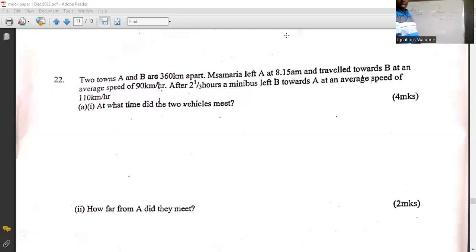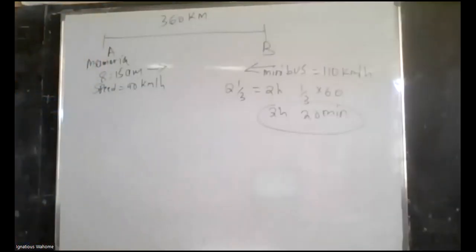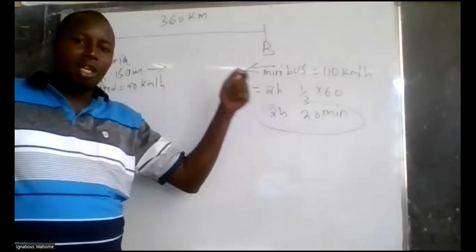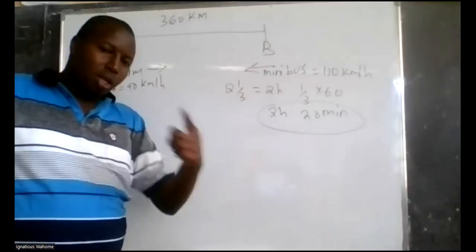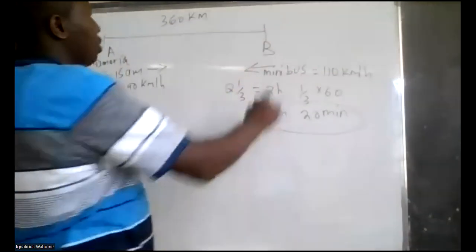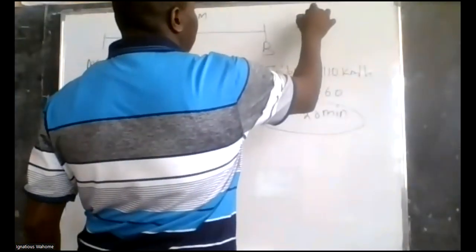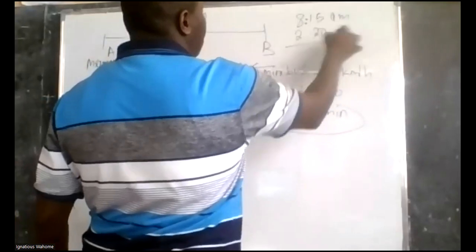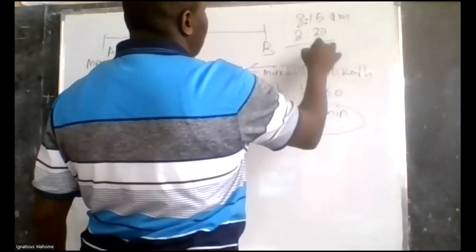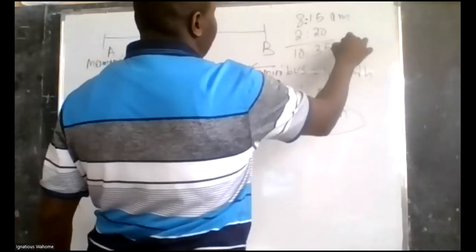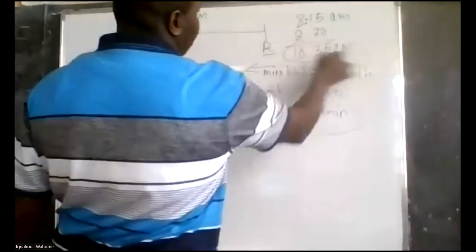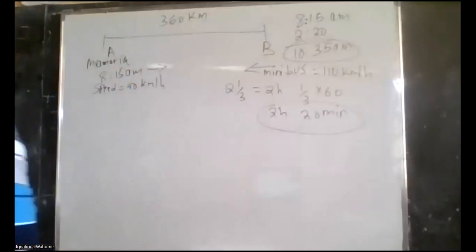Let's stop sharing so that I can discuss this. Now, this minibus left after 2 hours, 20 minutes. So what time did the minibus leave B? You take 8:15 a.m., you add 2 hours, 20 minutes. This is 10:35 a.m. So the minibus left B at 10:35 a.m.